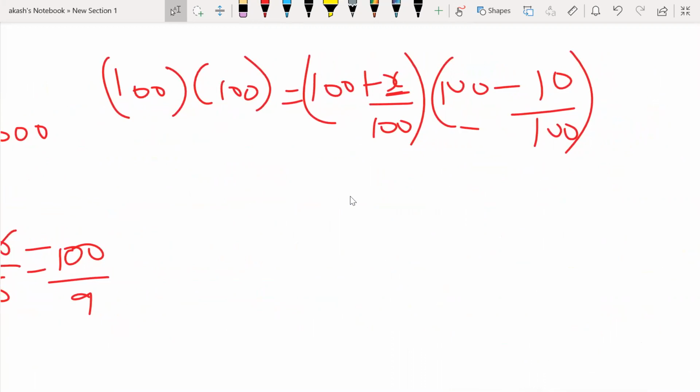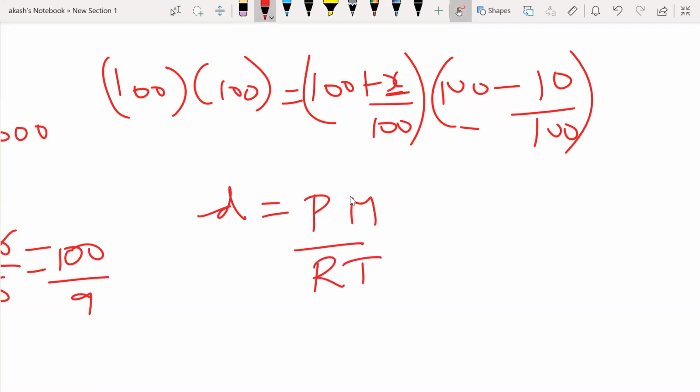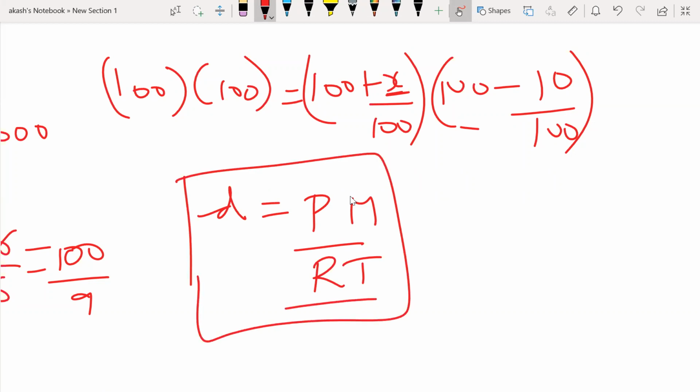Okay, I actually forgot to give you a formula. There is a formula directly for density using your ideal gas, right? That is equal to PM by RT. But I don't think you have to use it here. Okay, fine, you can use it, right? So density is equal to PM by RT. You can derive it if you want. It's pretty easy only, right?